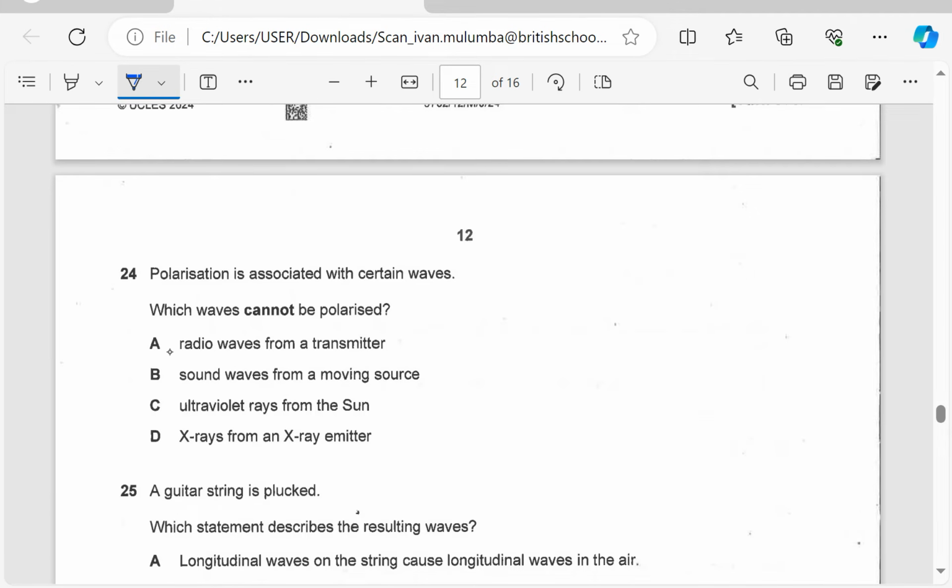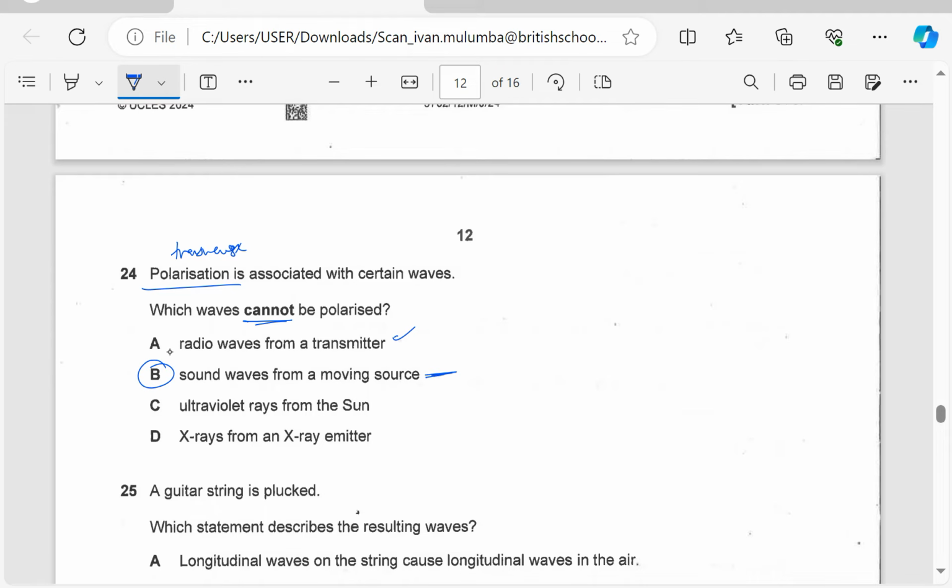Polarization is associated with a certain type of wave. It is only for transverse waves. Which waves cannot be polarized? Radio waves are transverse, they are electromagnetic waves, they undergo polarization. So the answer here is going to be B because sound waves are longitudinal.